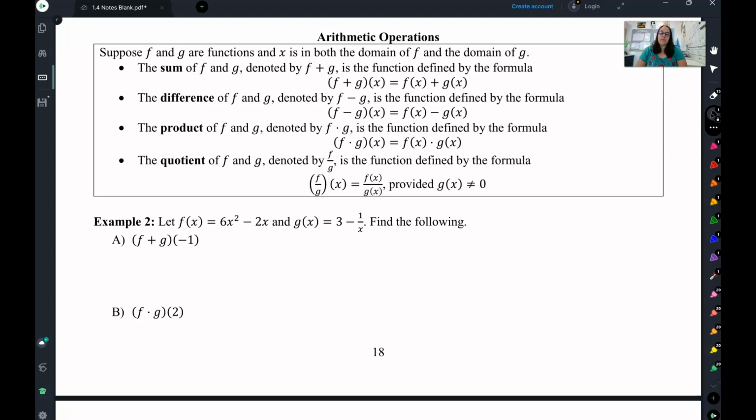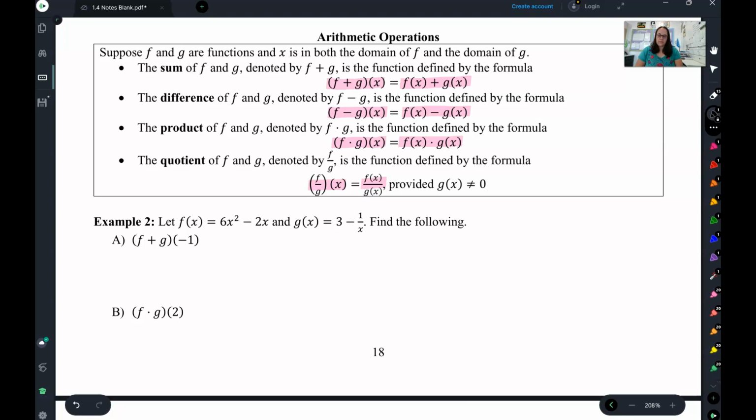Let's get into some arithmetic operations. Now, this part right up here is basically just showing you that if it's written like this or like this, it is the exact same thing. It's just two different ways to write it. Same with subtraction, multiplication, and division. They're all the same. It's just two different ways to write the same thing.